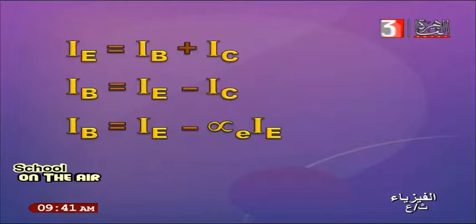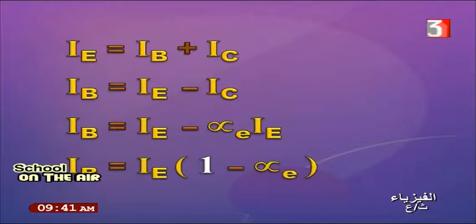Now we can do something. We can take emitter current as a common factor. So I base equals IE, between two brackets, 1 minus alpha E.